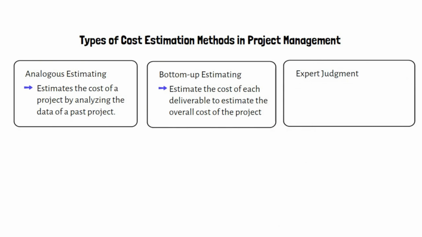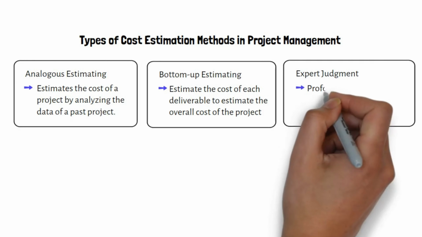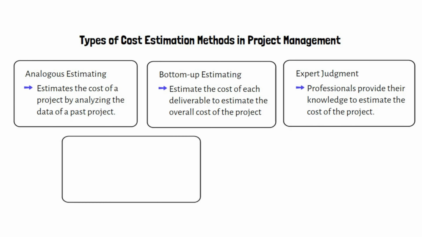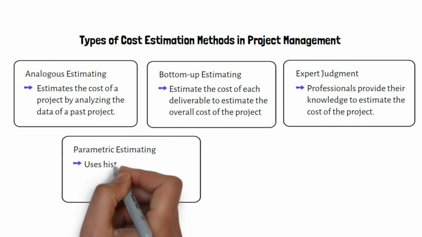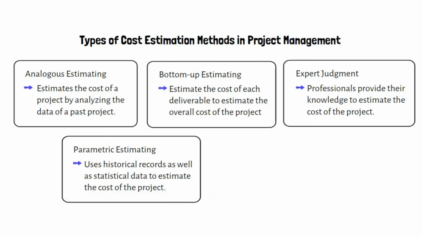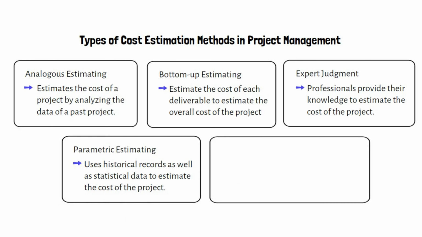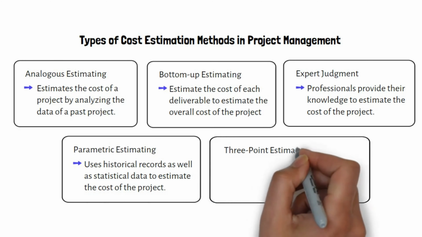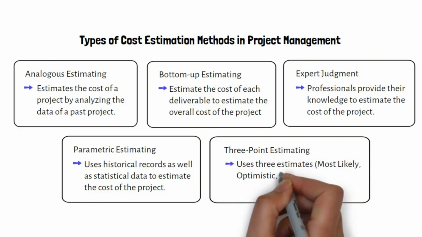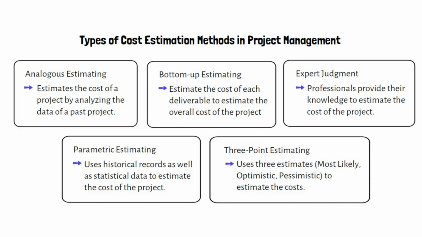Expert judgment. Expert judgment is a simple technique that is based on historical data. In this technique, professionals provide their knowledge to estimate the cost of the project. Parametric estimating. Parametric estimation technique uses historical records as well as statistical data to estimate the cost of the project. It provides accurate results. Three-point estimating. Three-point estimating uses three estimates, most likely, optimistic, pessimistic, to estimate the costs.